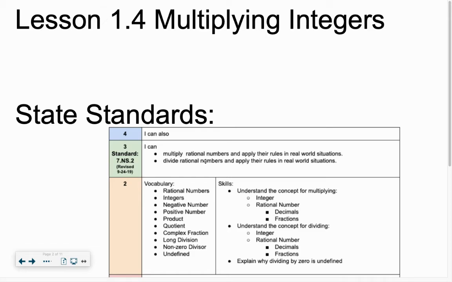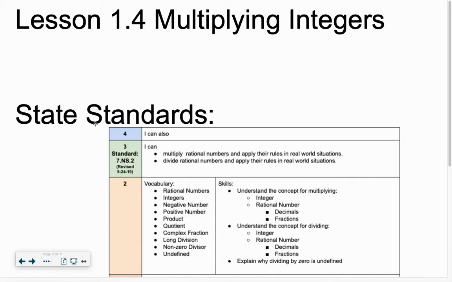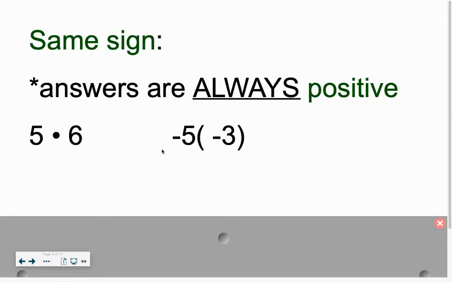Chapter 1, Lesson 4, Multiplying Integers. You can see when we enlarge this, our new standard up here goes along with the chapter, but now we're on 7NS2, where again, we're going to work on this one right here, multiplying rational numbers, and you can see down below, again, using real-world problems and the 4 operations to solve word problems, basically. Now, today when we talk about it, we're just going to talk about multiplying, and we're familiar with this.